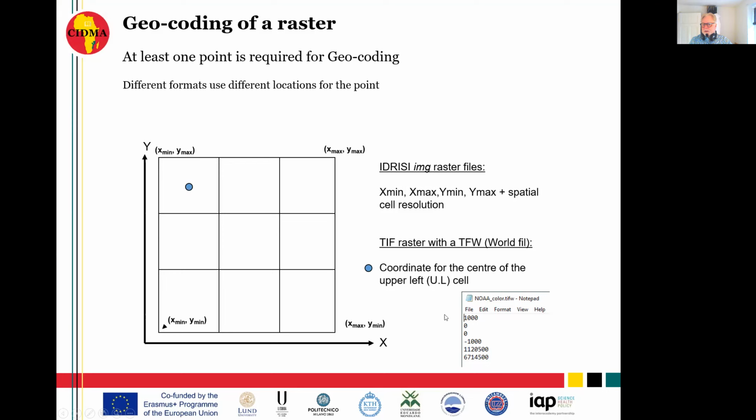We can see that the cell resolution is 1000, and this X min is actually at 1120,000, but as it wants the center point of the cell, it will be added by 500. So 1120,500 is the X coordinate for this one, and 67,14,500 for this point. Sorry.